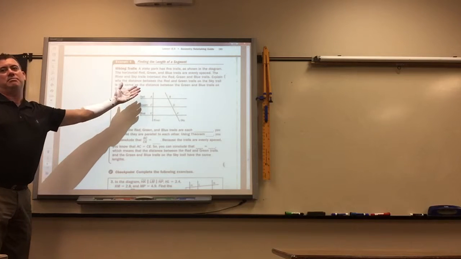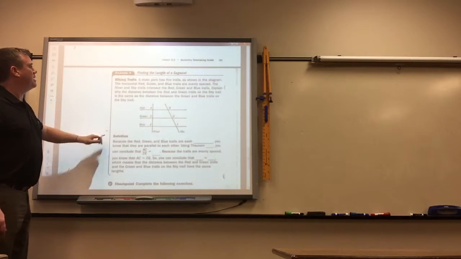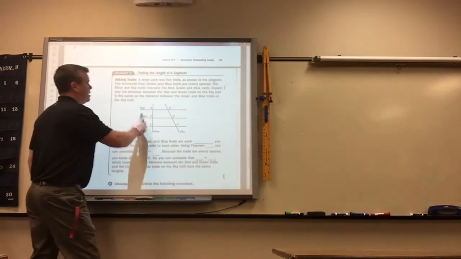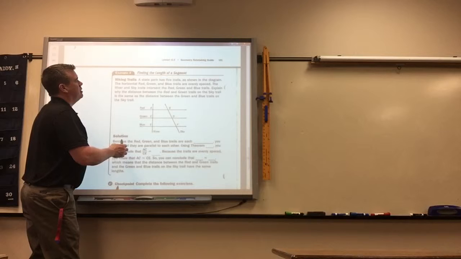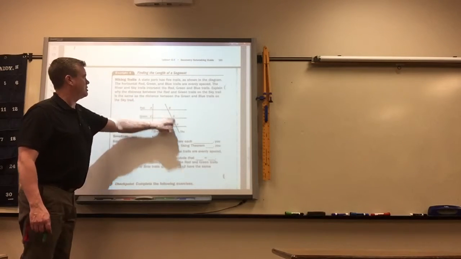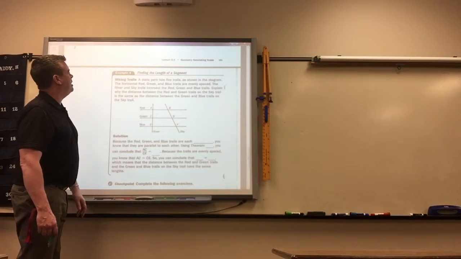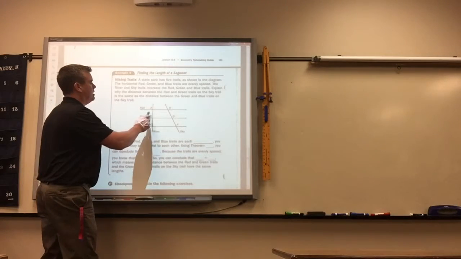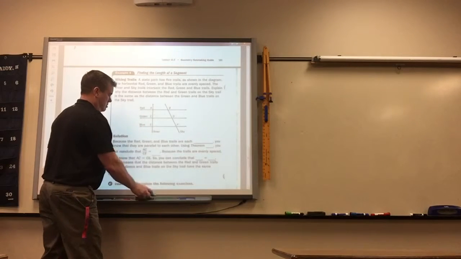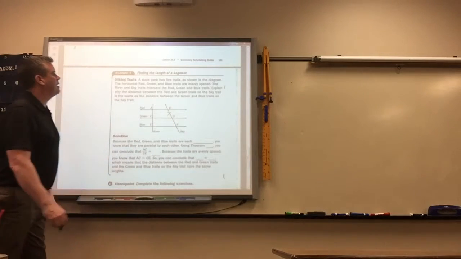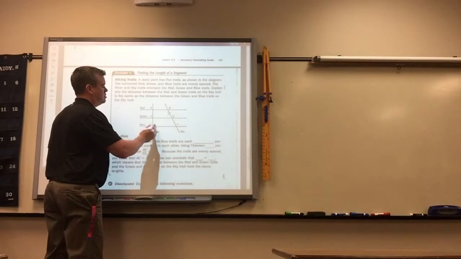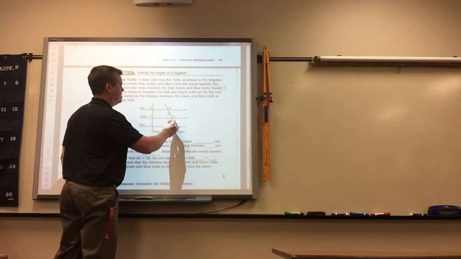Okay, a long word problem, but it's a real simple problem. They just have a bunch of these trails, red, green, blue. The river and sky trails intersect. So this is the river and the sky trails. Explain why the distance between the red and green trails on the sky trail is the same as the distance between the green and the blue trails on the sky trail.